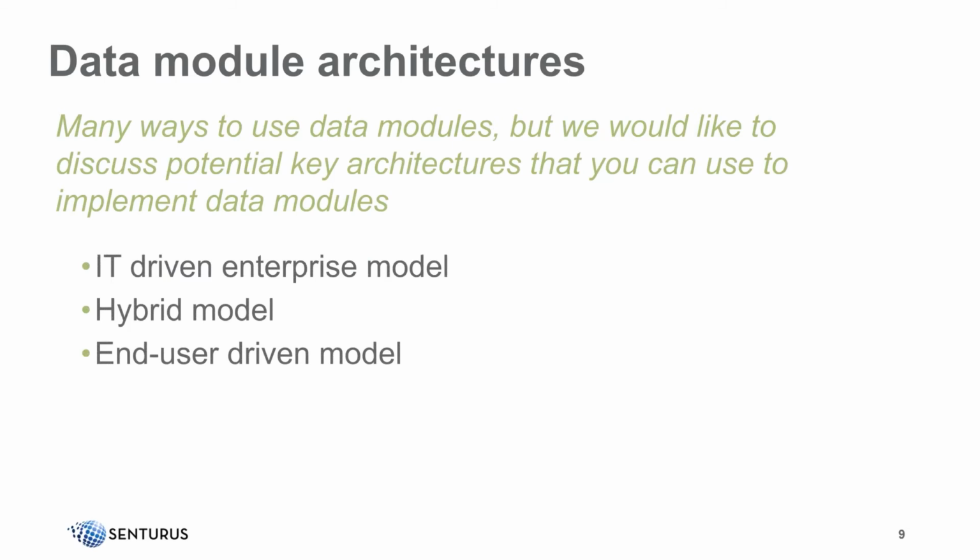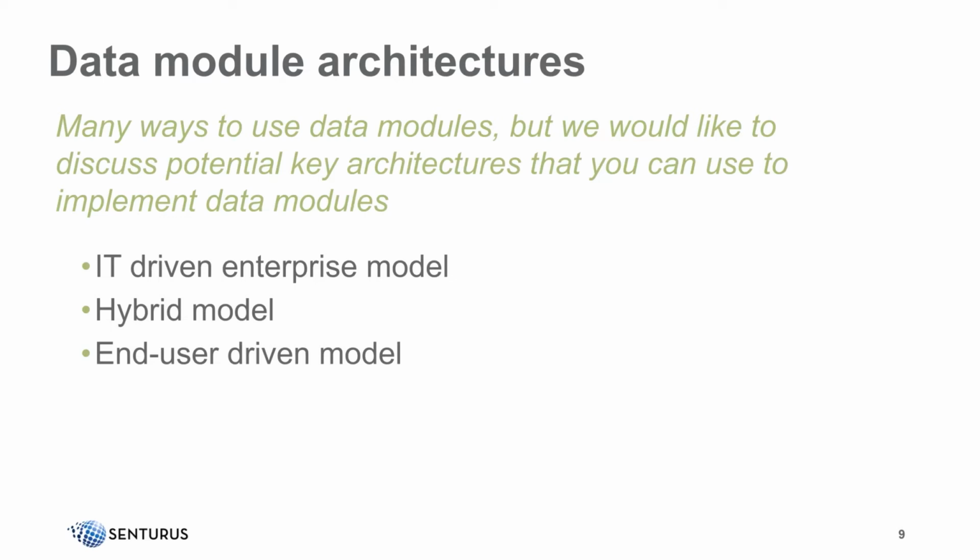And as we've worked through the marketplace, worked through some of our clients, looked through some of our use cases, we've come up with basically 3 categories of where you might use these types of architectures. There's the IT-driven enterprise model, as we're calling it. We'll talk through this, the hybrid model, and really a pure end user-driven model.